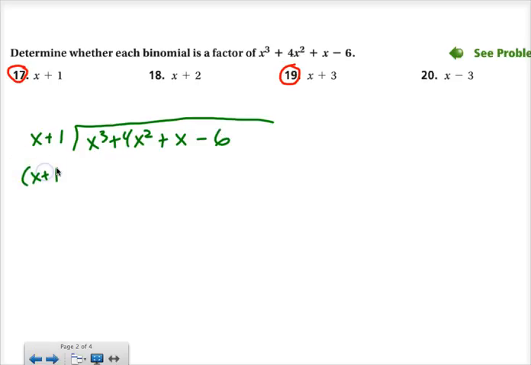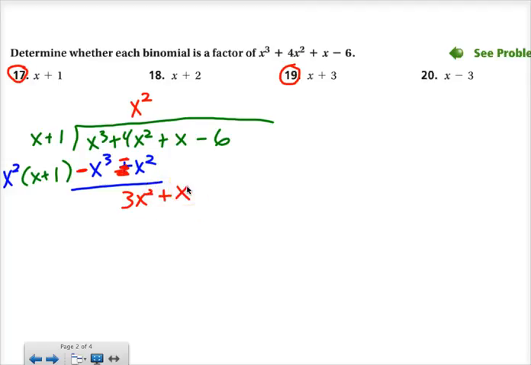So I have my x plus 1, and I need it to be x cubed. That means it's going to need an x squared out there, and that'll give me x cubed plus x squared. I change the signs and add, and it does its job, so I'm going to put my x squared up there, and that will give me 3x squared. Now I bring down the next term and start over with my x plus 1. Well, now it's going to need a 3x, so that it'll be a 3x squared. So 3x squared plus 3x.